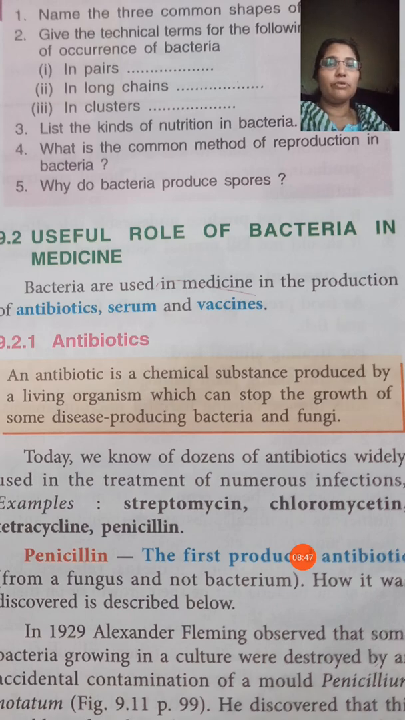It is made only from a living organism, and it can stop the growth of some disease-producing bacteria or fungi. It can destroy the growth of another bacterium or another fungus. An antibiotic may be produced from bacteria as well as from fungi, but it can kill another bacterium or another fungus. It can be used as a medicine to kill another harmful bacterium.